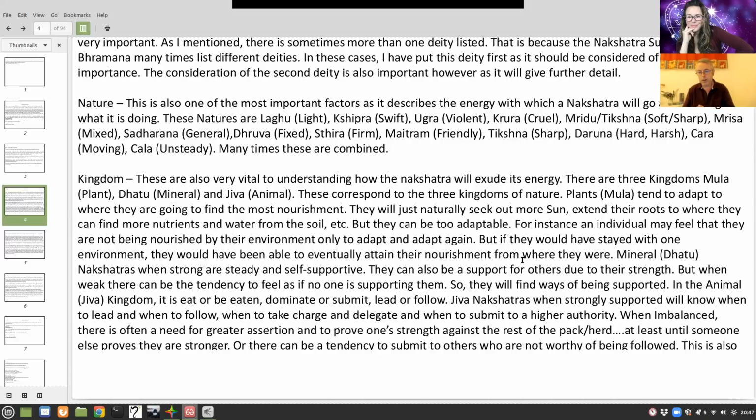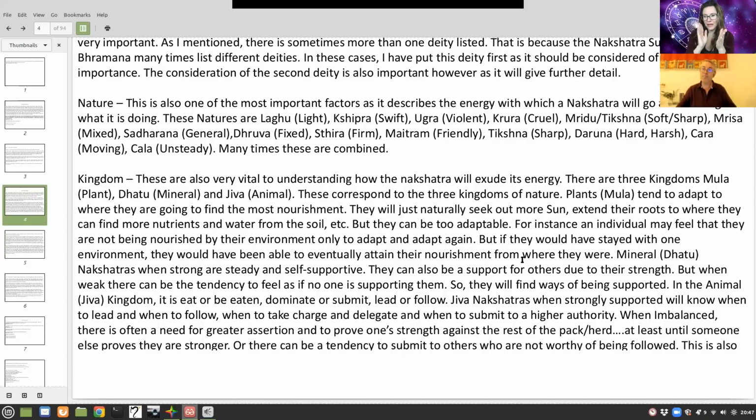When Dhatu Nakshatras are functioning in their more negative or difficult polarity, then the person's often going to feel like nobody supports me. There's nobody there to be a support for me. I'm always supporting everybody else and nobody supports me. I'm a rock. And so they need those Jiva Nakshatra people to step into the equation and take charge of things and be there as a support for them.